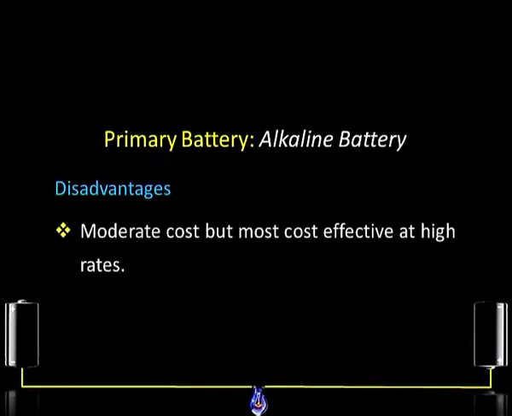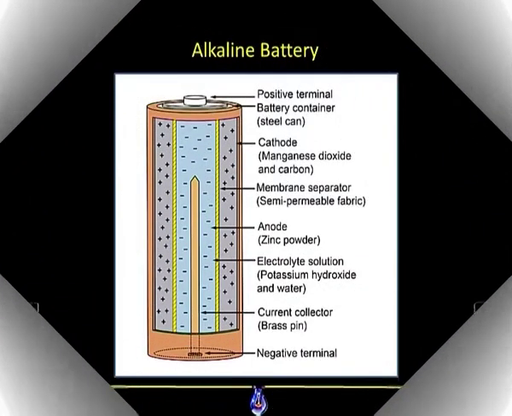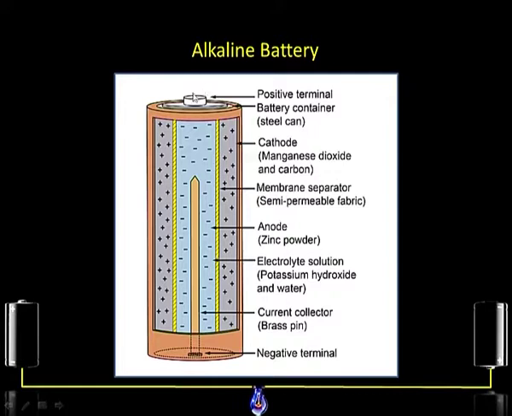Whereas if we are talking about the disadvantage of alkaline batteries, they are having a moderate cost but are most cost effective at high rates. As we can see in this diagram, this is the positive terminal of a battery. We are having a cathode of manganese dioxide as we have discussed, then an anode of zinc in powder form, and this is the negative terminal through which we can connect it to other cells, and this is a current collector, and we are having an electrolytic solution of potassium hydroxide and water, that is a solvent, or water mixed with any salts, alkalis or acids.